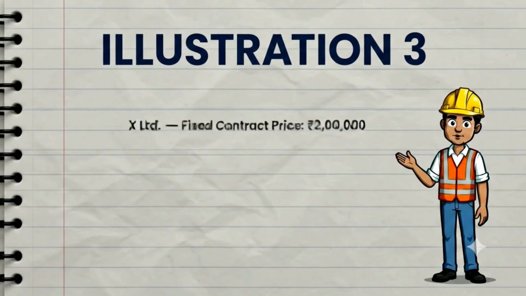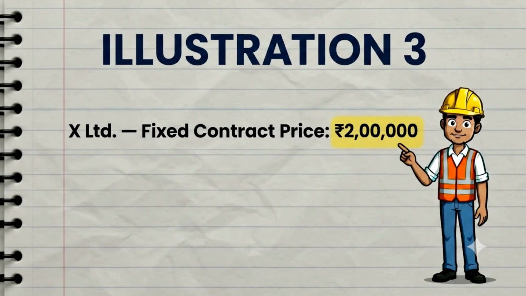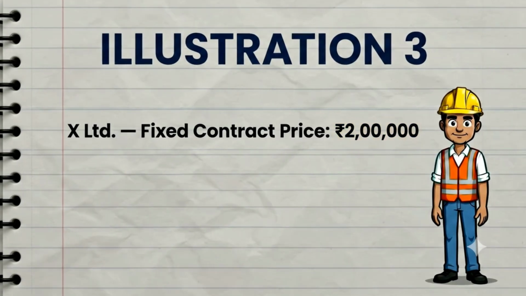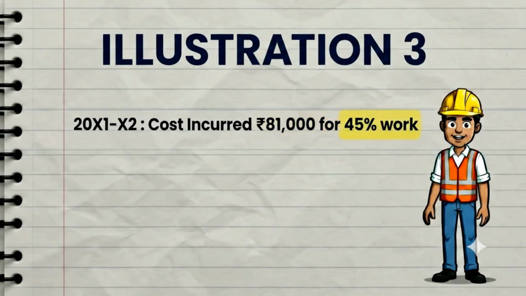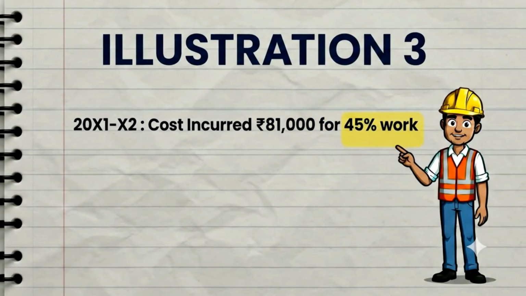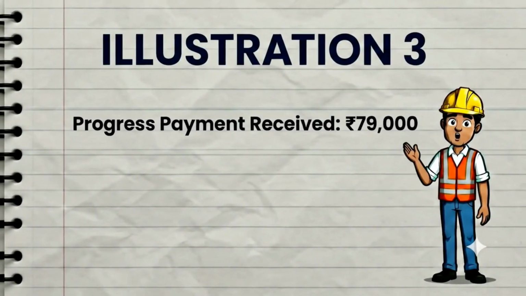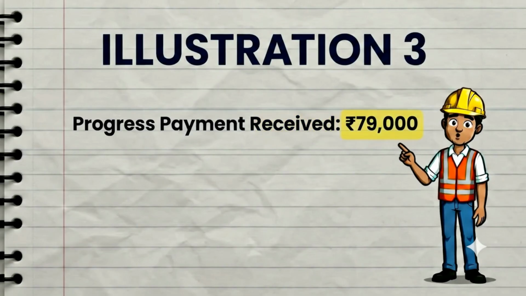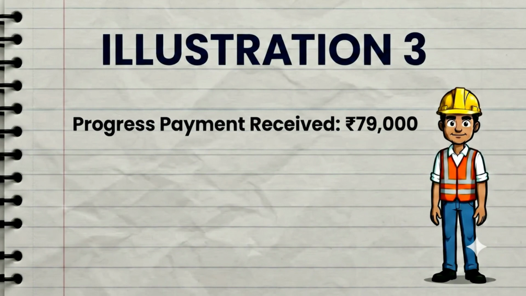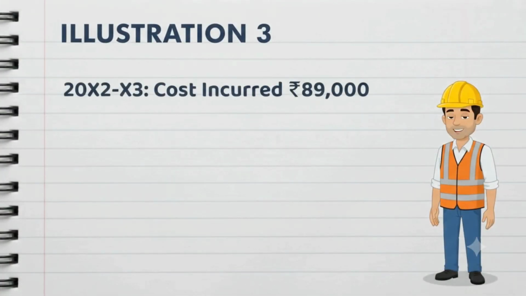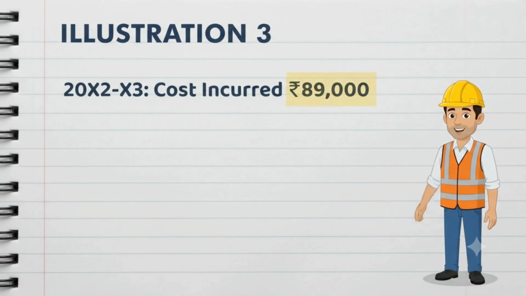Let's solve a full example. X Ltd commenced a construction contract with a fixed price of 2 lakh rupees. In the first year, the company incurred 81,000 rupees, completing 45% of the work. The company received 79,000 rupees as a progress payment from the customer. In the second year, the company spent 89,000 rupees to finish the remaining work.